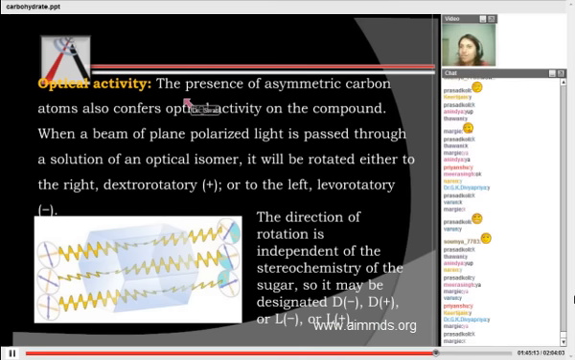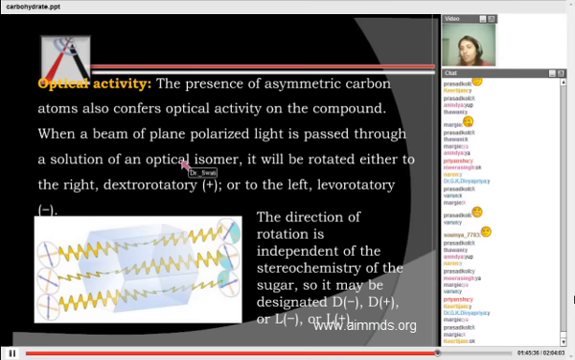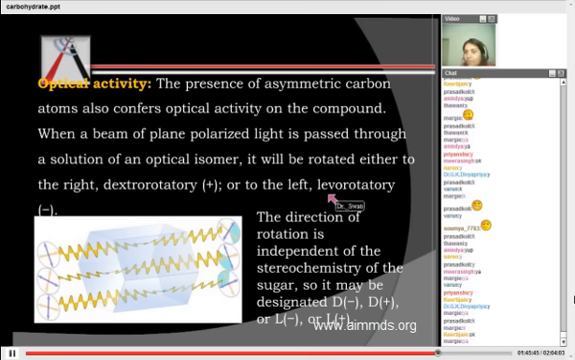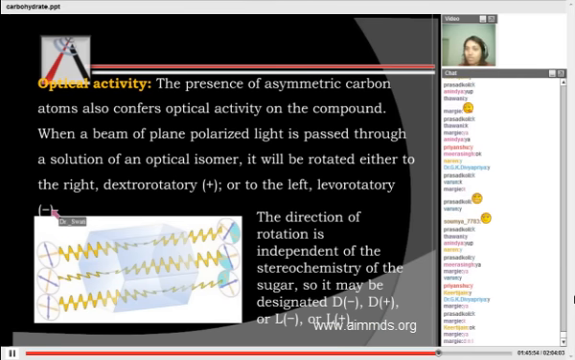The presence of this activity is also there because of the presence of an asymmetric carbon atom. But when a beam of plane polarized light passes through a solution of an optical isomer, I mean there are two solutions, the two solutions are isomers of each other. They are optical isomers of each other. One of them will rotate the light to the right and one of them will rotate the light to the left. The one that rotates to the right is designated by the plus sign, and the one that rotates to the left is designated by the negative sign, and that has nothing to do with the D and L isomerism of glucose.